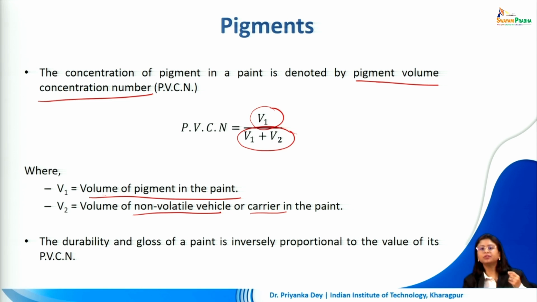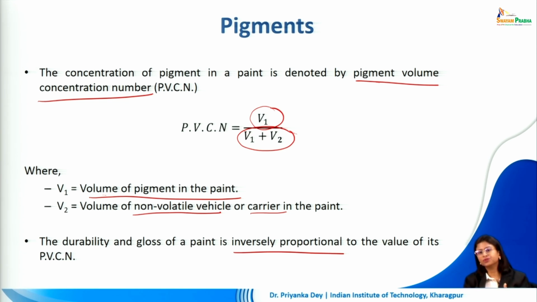So, we are basically creating a ratio between the pigment portion of the paint to the combination of the pigment portion and the non-volatile vehicle. That will give us the PVCN, or the pigment volume concentration number. Now, the durability and the gloss of a paint is inversely proportional to the value of the PVCN. Please note that the durability and gloss of a paint is inversely proportional to the value of its PVCN, or pigment volume concentration number.